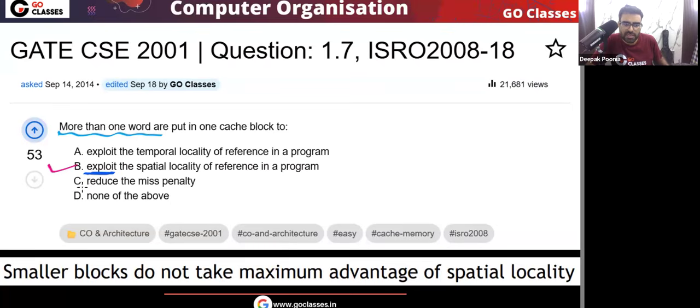Okay, let's see option C. This is saying that we put more than one word in a block to reduce the miss penalty. Do you think if we increase the block size, what do you think? The miss penalty will increase or decrease? What is your opinion? What is your analysis?